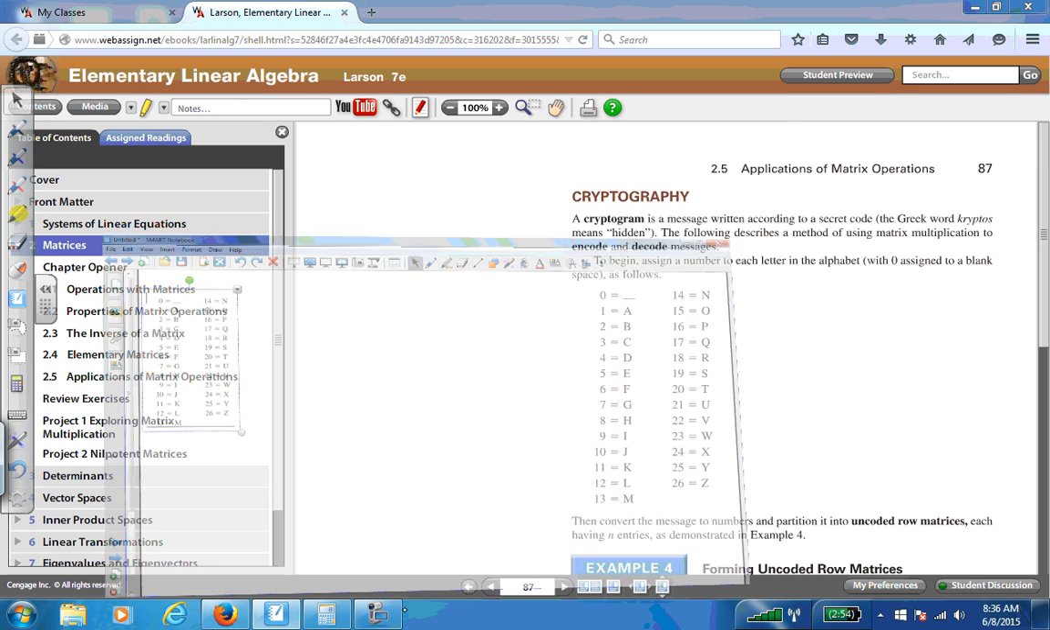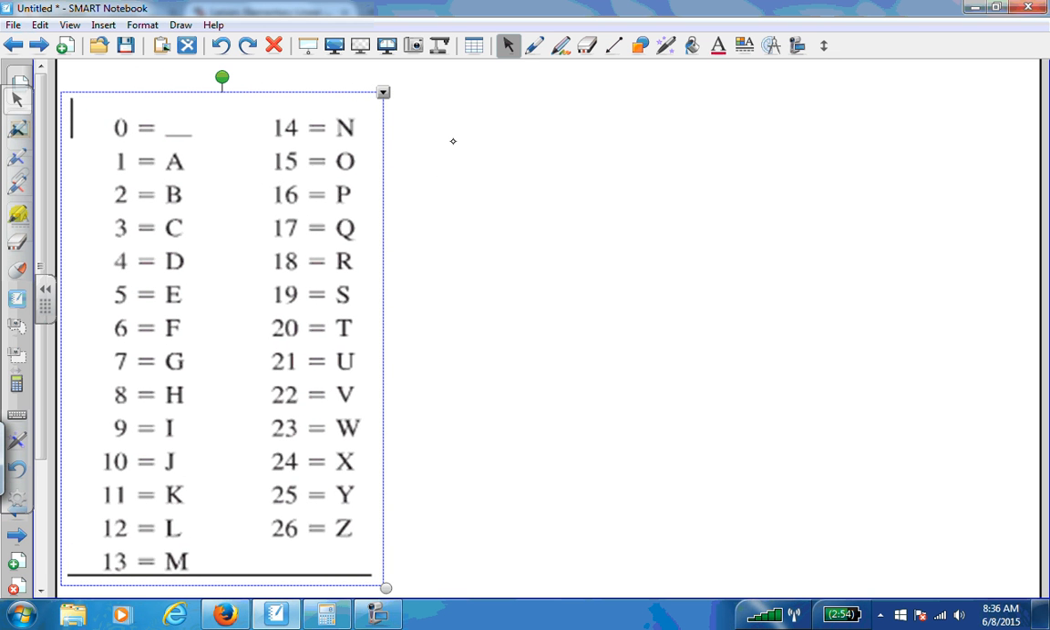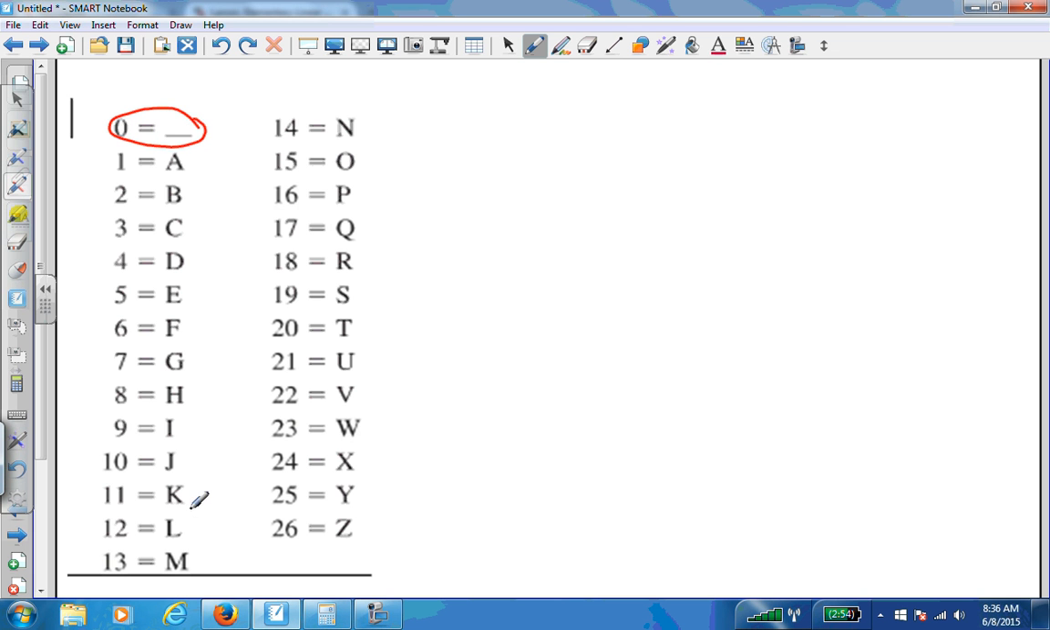So let's let each letter be represented by the corresponding number. First of all, if we need a blank or a gap between two words, that'll be represented by the number 0. If we have a letter A, that'll be 1, letter B, 2, and so forth.